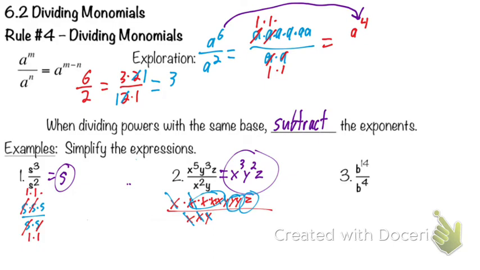Number 3, go ahead and do it on your own. When you have it or have questions. Literally everybody got this one correct. It ended up being b to the, everyone say it at once? 10th, very good. B to the 10th, okay? 14 minus 4 is 10.